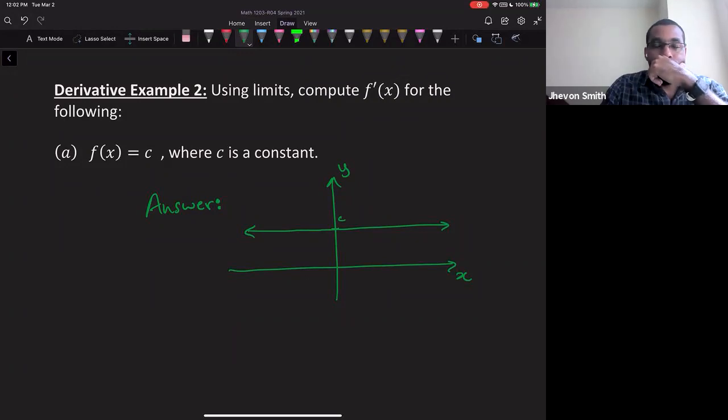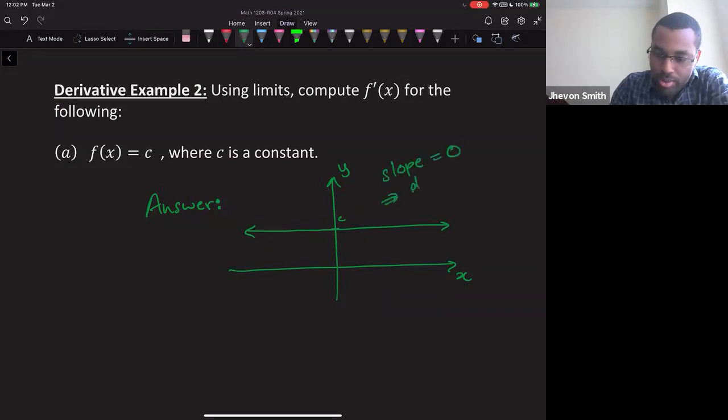The slope. It's the slope, right? So me asking you, what is the derivative of y equals c, is the same as me asking you, what is the slope of a horizontal line? Well, what is the answer? So it's 1 then, right? No. It's 0. The slope of a horizontal line is 0. So it turns out the answer is 0.